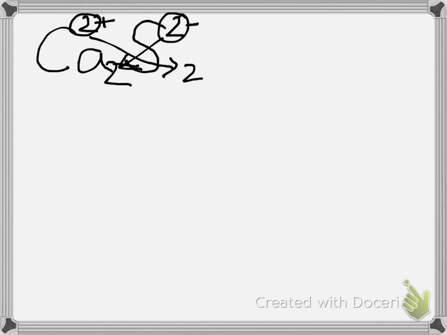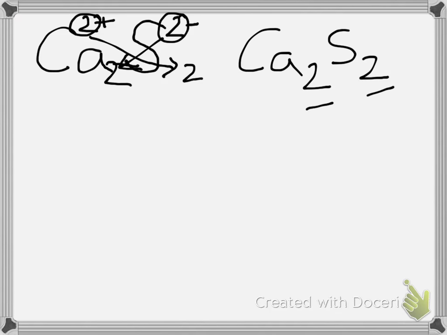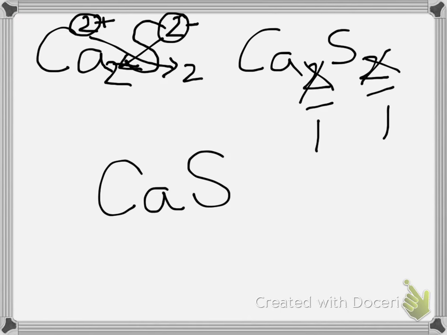However, notice here, I have Ca2S2. Is 2 to 2 the lowest whole number ratio? It's not. The lowest whole number ratio would be 1 to 1. So the correct way to write the formula for this compound is just CaS. That's why it's very important to check that you have the lowest whole number ratio.